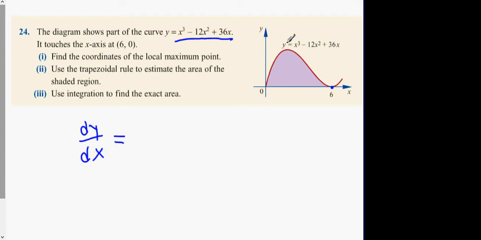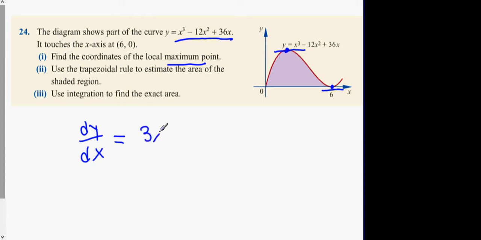The y dx, guys, coordinates of the maximum point. What happens at the maximum point? What happens to the slope? Slope is 0 at the maximum point. Okay? And it's also 0 at the minimum point.